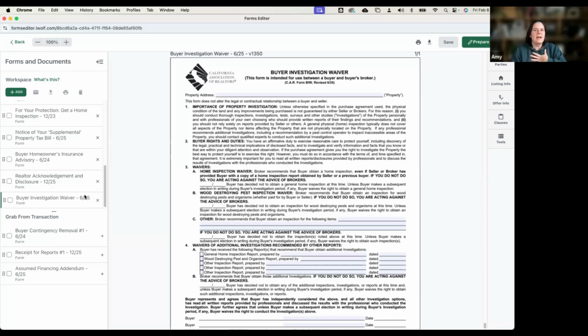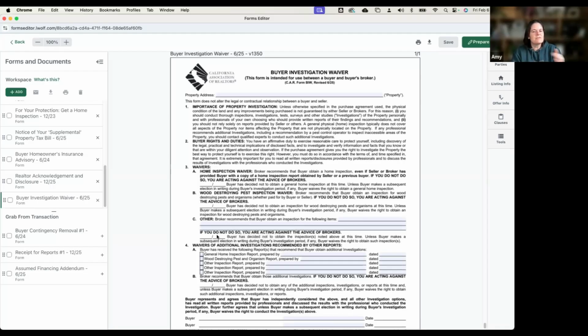Okay. So I usually do this buyer investigation waiver. It states that, hey, home inspection waiver: broker recommends they obtain a home inspection. If they've decided not to, they initial this spot here for 3A. 3B is for the wood destroying pest inspection, if they decide not to do one of those. And then C is where we list any other. So this is where I would list the HVAC, the sewer lateral, and the roof if they decided not to do those. It just says, hey, broker recommends buyer obtain an inspection for the following items. So I'm going to list the rest of those investigations.